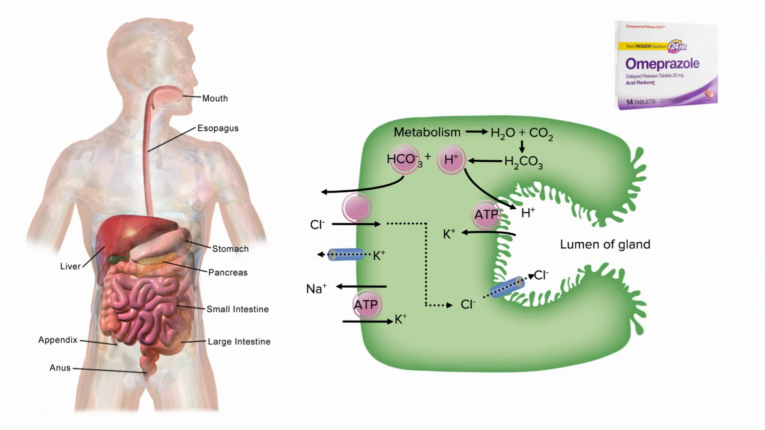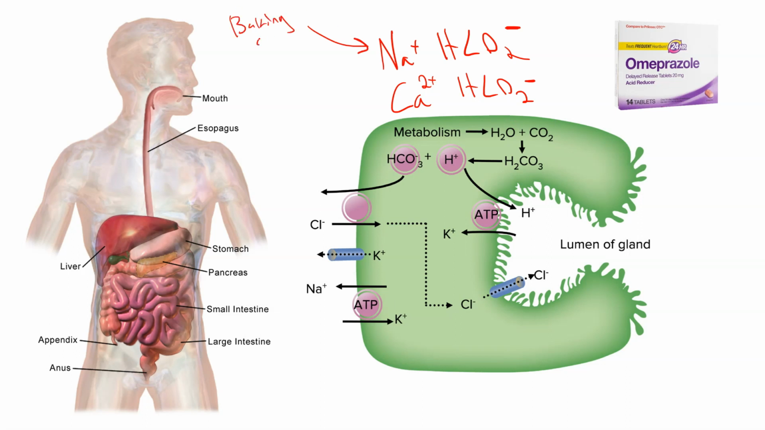Another thing that can be used for acid reflux or heartburn is sodium bicarbonate, which is this molecule here, or sometimes it's calcium carbonate. Sodium bicarbonate is baking soda, and calcium carbonate is usually what's inside of something like a Tums.